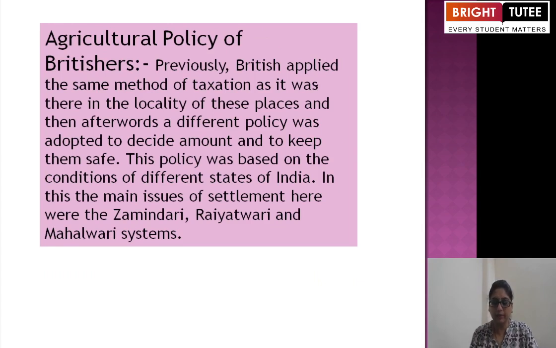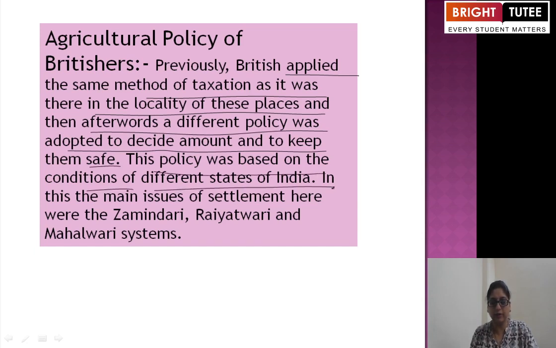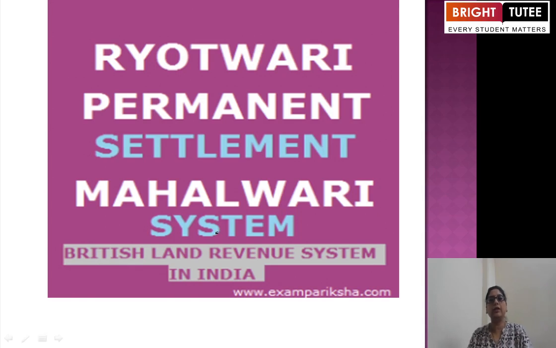Previously, the British applied the same method of taxation as was there in the locality of these places. Then afterwards, a different policy was adopted to decide the amount to keep for themselves. This policy was based on the conditions of different states of India, and the main systems of settlement were Zamindari, Ryotwari and Mahalwari. Now, these were the land revenue systems in India introduced by the British: Ryotwari, permanent settlement, Mahalwari system.